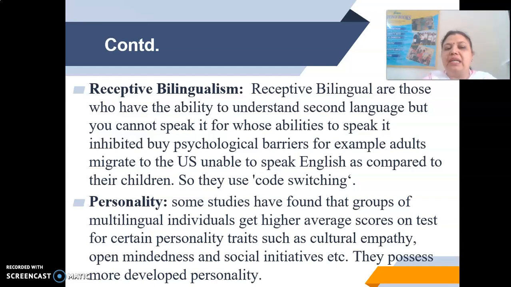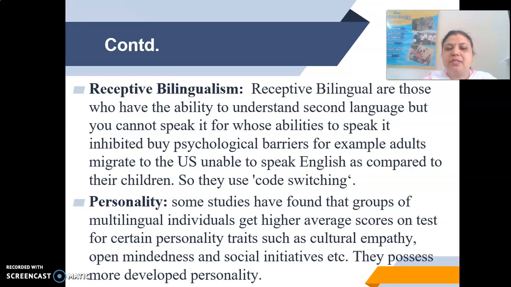For example, adults who migrate to the US are unable to speak English as compared to their children, so they use code switching. Code switching means to use the language you know to express yourself while using another language in which you are not very efficient sometimes.